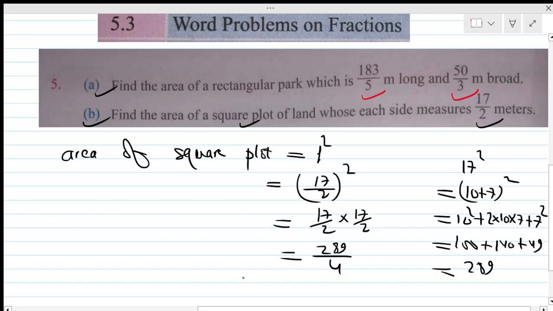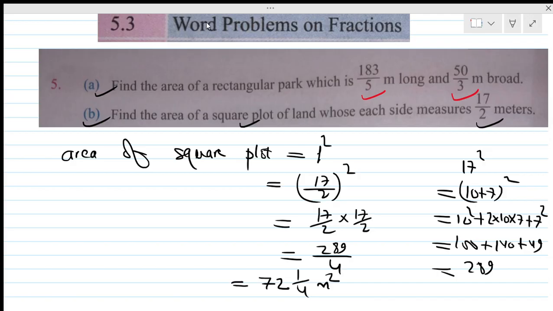As it is an improper fraction, you can convert it into a mixed fraction. 4 7s are 28, and 4 2s are 8, so 1 remainder, 1 by 4. So the area of the square plot is 72 and 1 by 4 meter square. So I am done with 5, and now I move on to number 6.